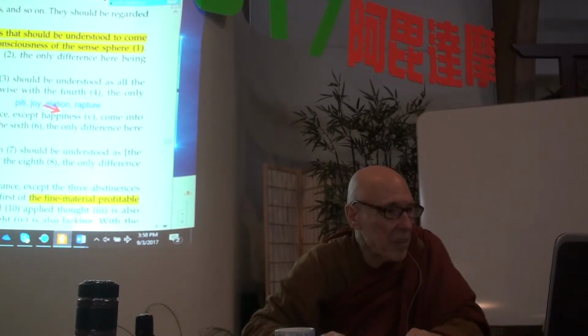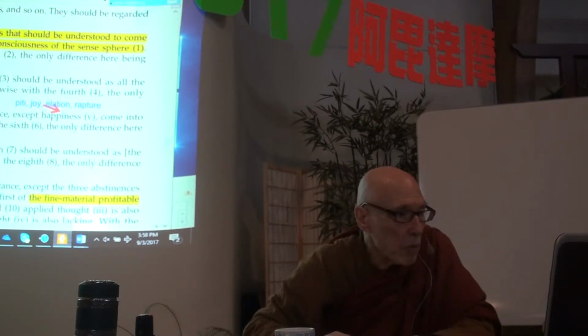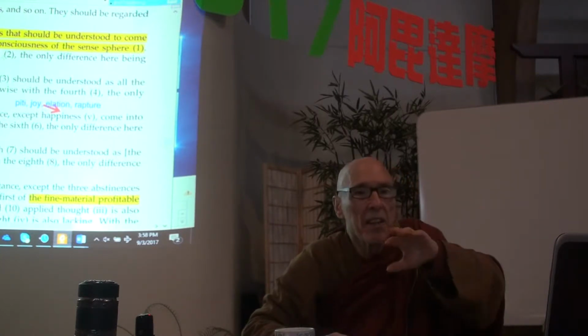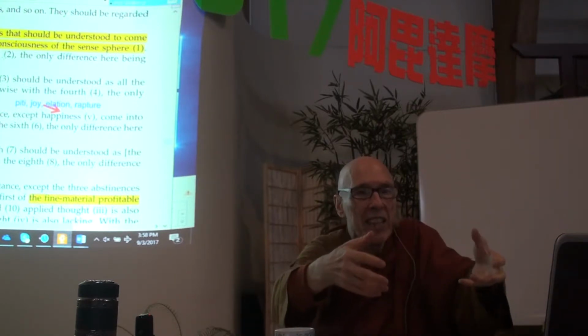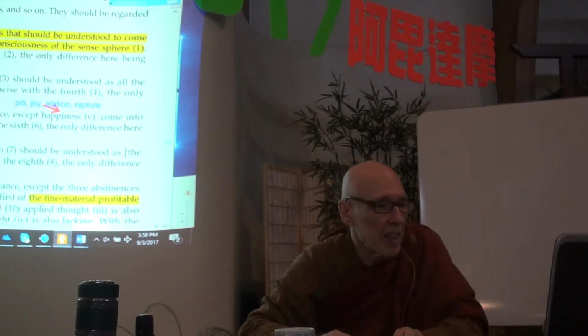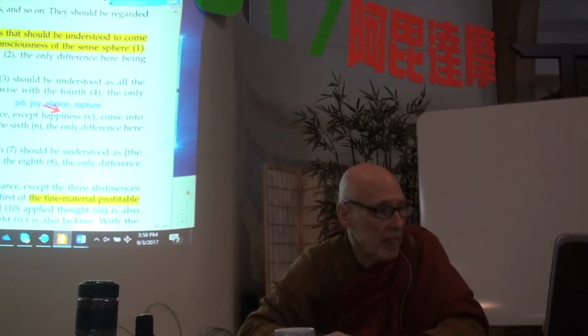Okay, then it's going into the types of mental formations that are associated with the other types of wholesome consciousness. Let us just finish through the sense sphere, then I'll leave the rest for later. With the second, the only difference is that the second is the same as the first, except that the first is spontaneous, the second is prompted. But in both, the mental factors are all the same.